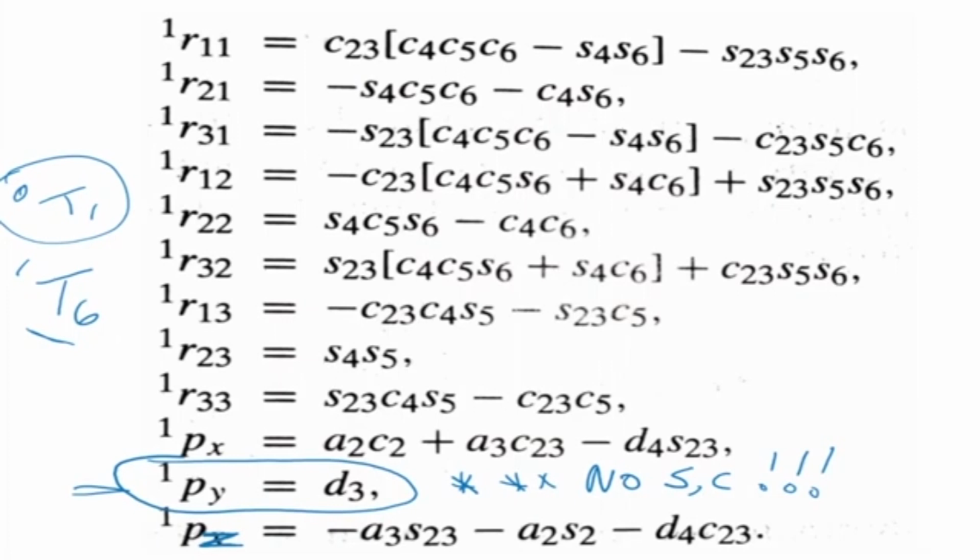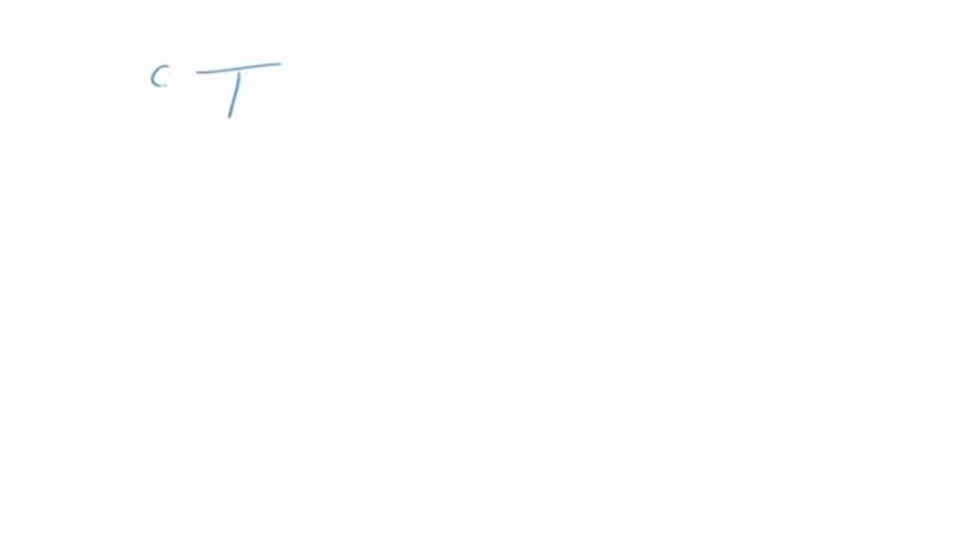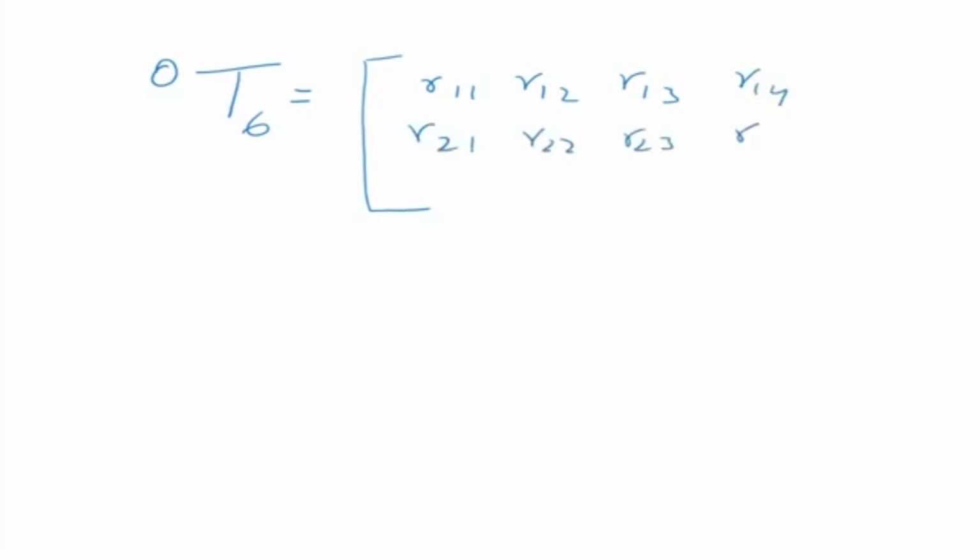But if we proceed and multiply T0 to 6, then what happens is you end up with this matrix, which is R11, R12, R13, R14, and this is R21, 22, 23, and R24. Here it is 31, 32, 33, and 34. This is 0, 0, 0, 1. Now the terms of each of these are given here.